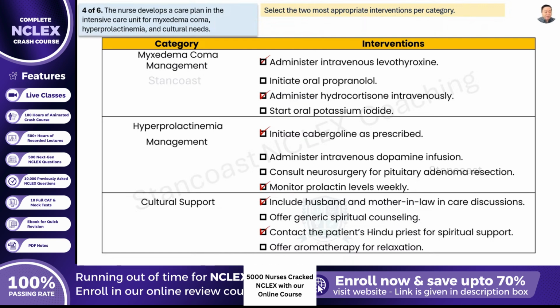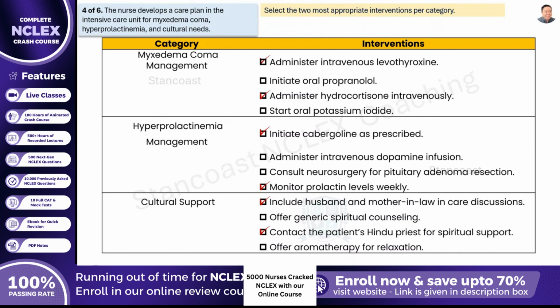Now, what about offer aromatherapy for relaxation? Sure, it might help some people relax, but unless we know this patient finds it meaningful, it's not really addressing her cultural or spiritual needs. And in this case, other options are more relevant.